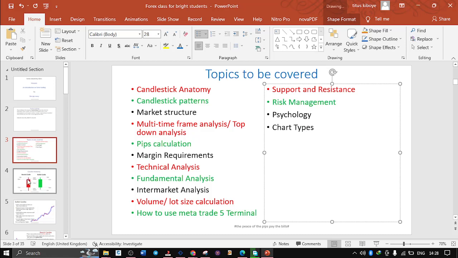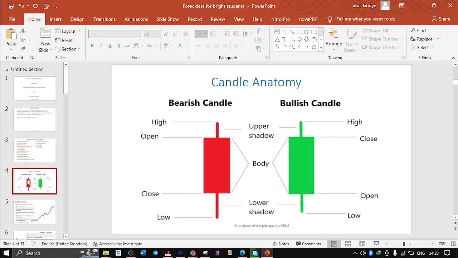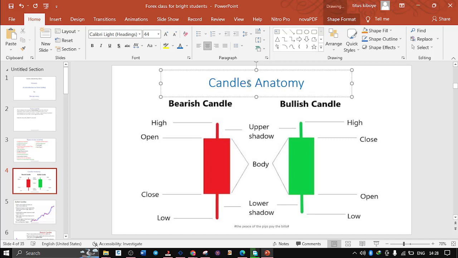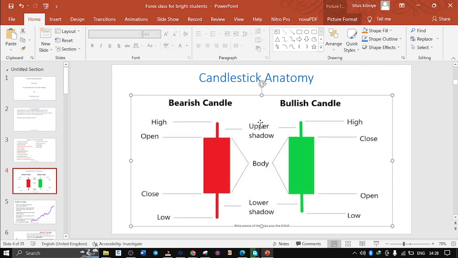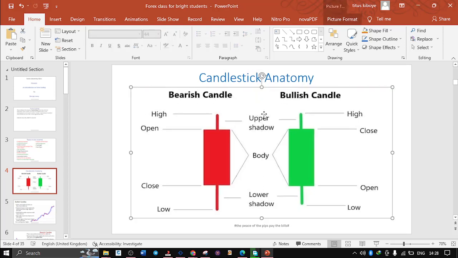So our next topic is now the candlestick anatomy, the naming of candles. Candles. This is where the money now is. You want to make money. This is where the money is. So now, that's what I want.